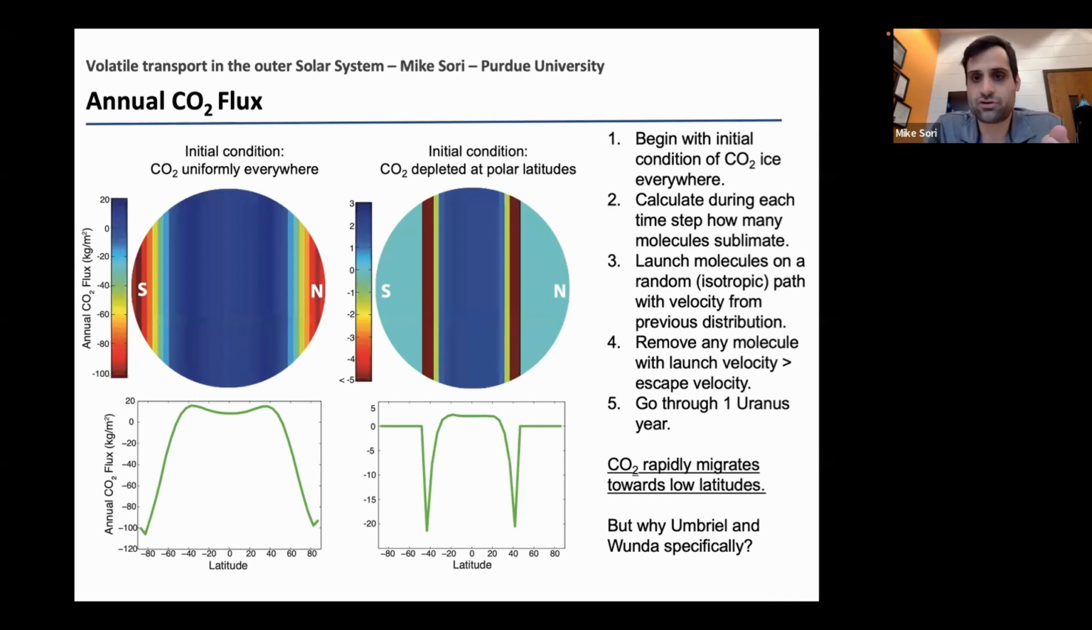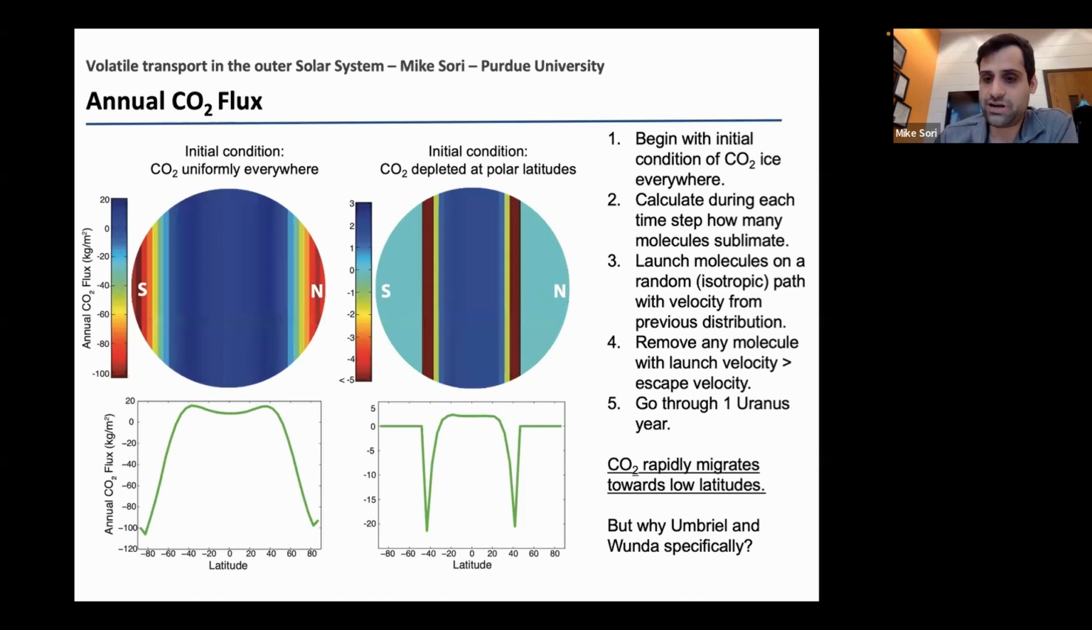And the moral of the story here is just CO2 is going to rapidly migrate over the course of a few Uranian years towards low latitudes. So I think, as expected, based on our intuition from the fact that it's a high obliquity body, low latitudes are the better locations for volatile stability over long time scales. If you're interested in seasonal time scales, it's still going to be the winter poles, but over long time scales, things should migrate to lower and lower latitudes.